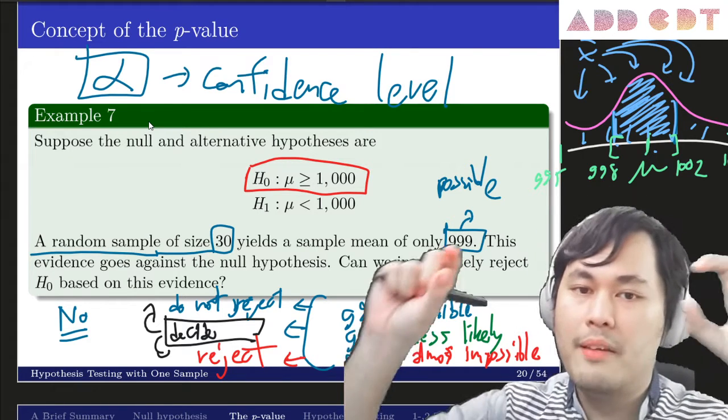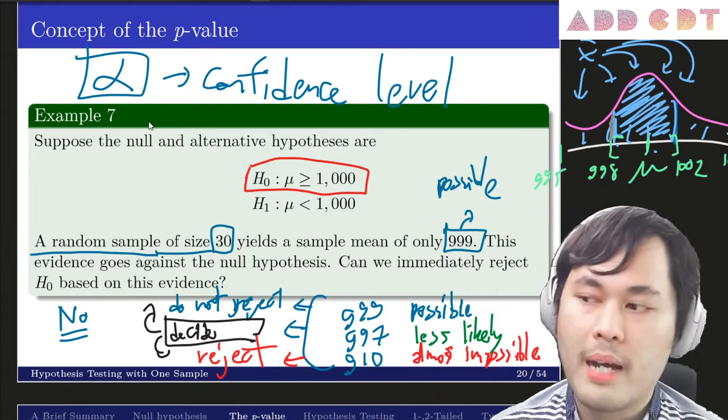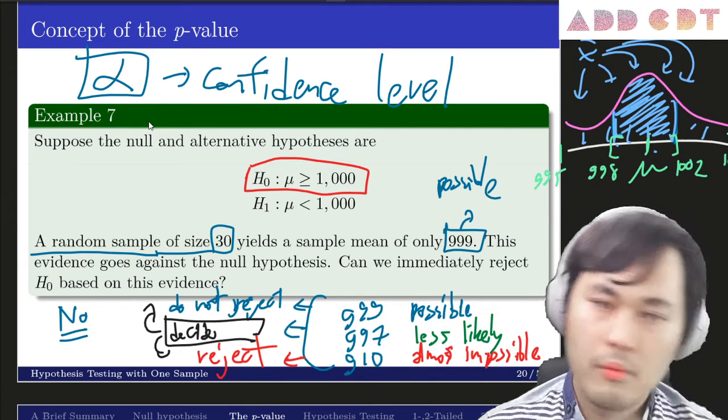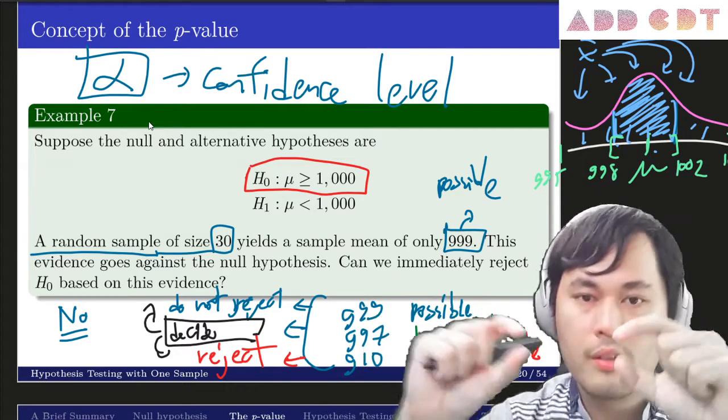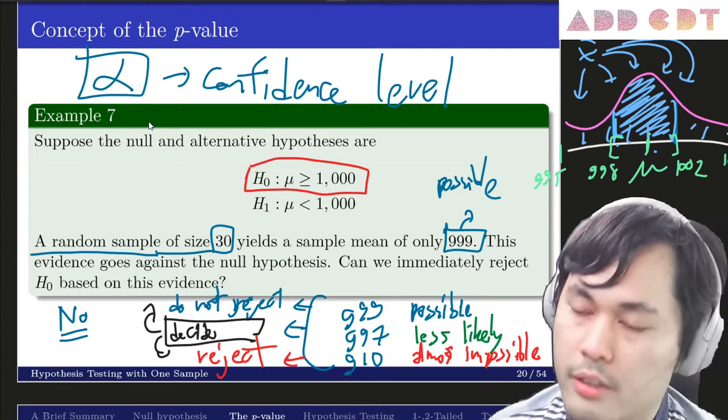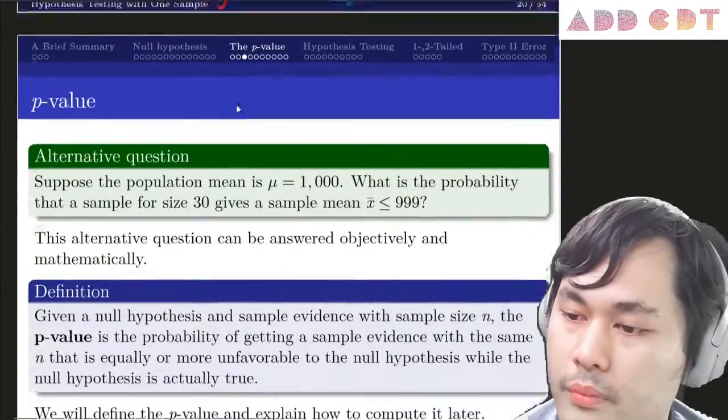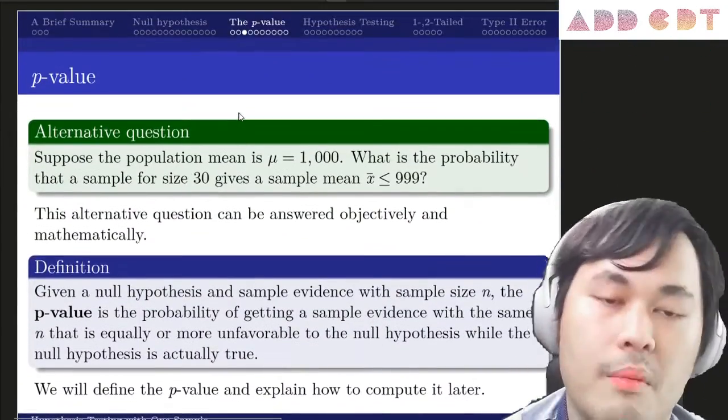Or you can think of moving these two bars to the left or right. We have to decide whether we want to put these two bars far away or close to the actual center. And that's where the p-value comes in.